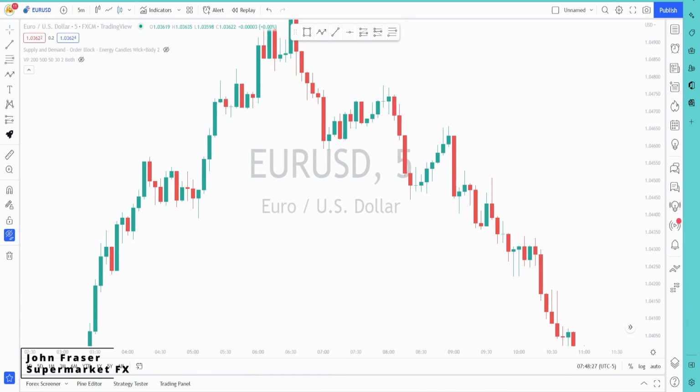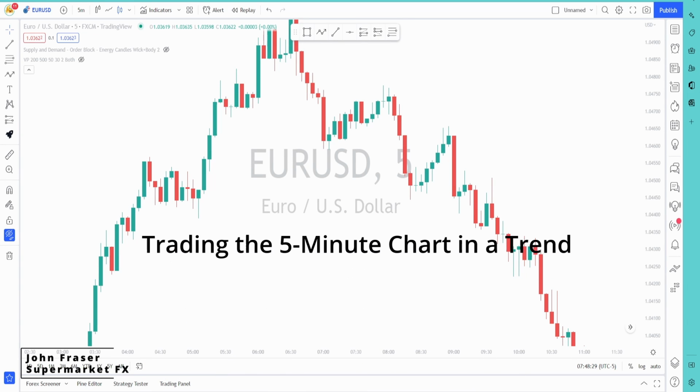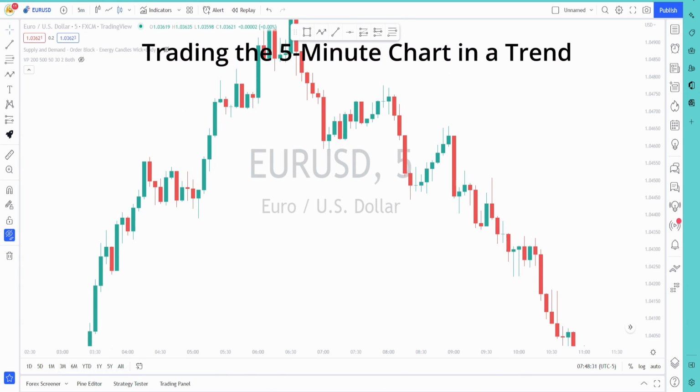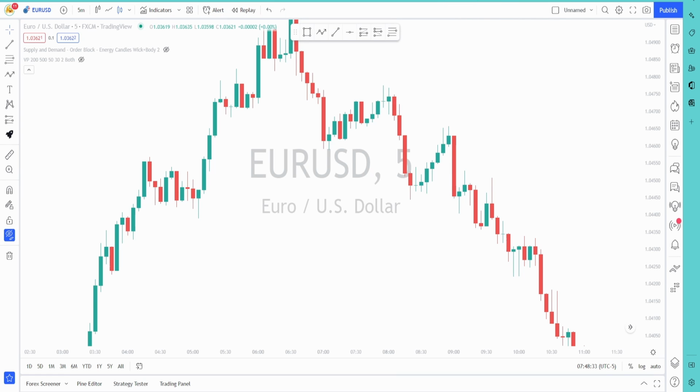What's going on, everybody? Today we're going to talk about trading the 5-minute chart in a trend. Now, when we're looking at the chart, you're looking for higher highs, higher lows. We know this, but you don't really know when it's going to end. You can look at a higher time frame for some additional confluence to tell you when to get out of the trade or maybe not get into it.